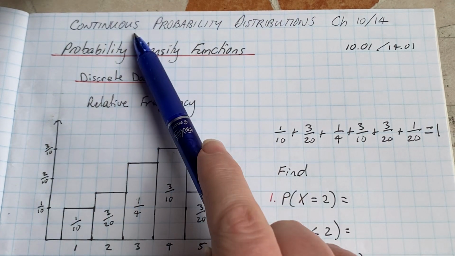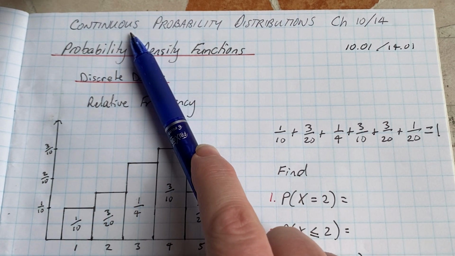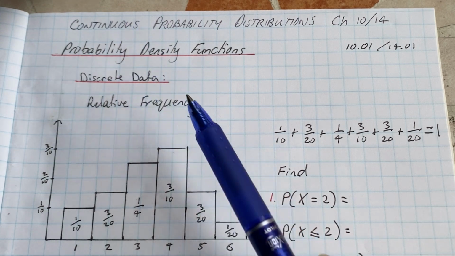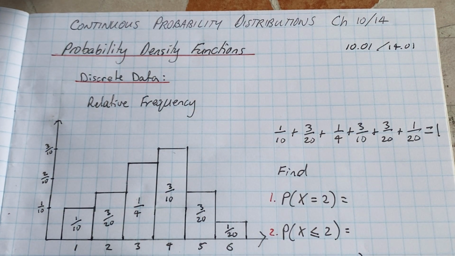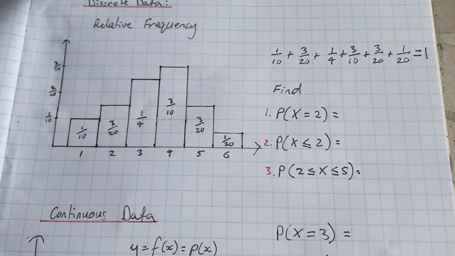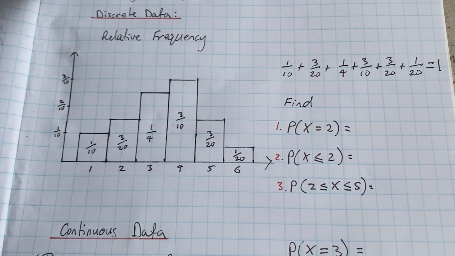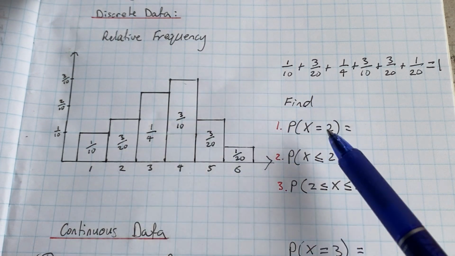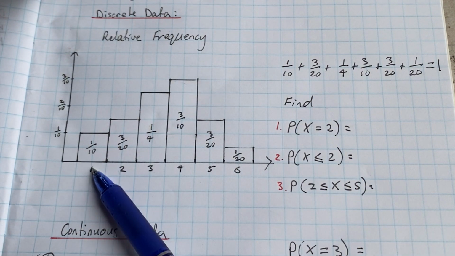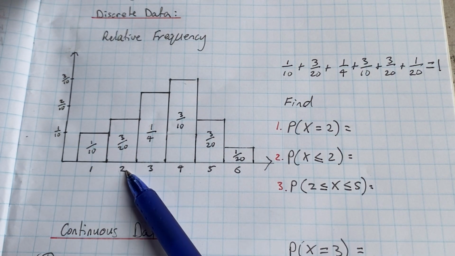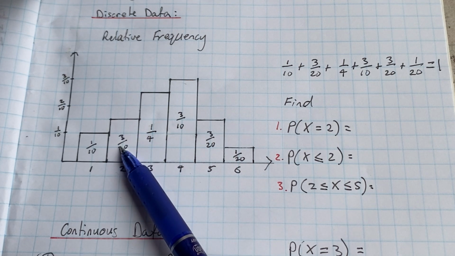We're going to be doing continuous data in this chapter, so things like heights and weights, as opposed to individual separate values like the number of people. So here's a relative frequency graph. Remember, relative frequency is the same as probability. So here the probability of getting a 1 is 1/10. The probability of a 2 is 3/20.